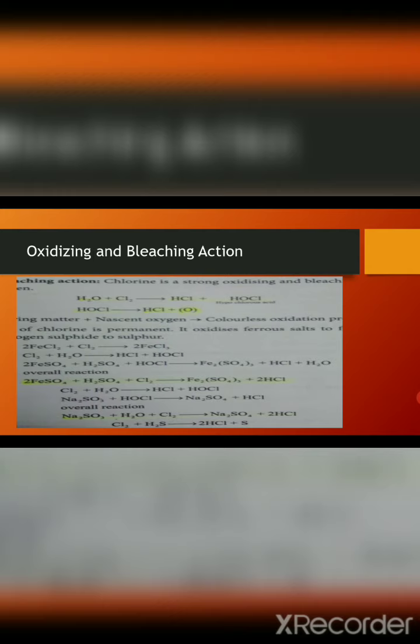So bleaching means removing the color. The reason is it gives an atomic oxygen, that is nascent oxygen. There are so many other reactions also given. The bleaching of chlorine is a permanent reaction. It oxidizes ferrous salts to ferric, sulfides to sulfates, hydrogen sulfide to sulfur. For all these things we have given the equations down one by one. So these are all the reactions which represent this point.